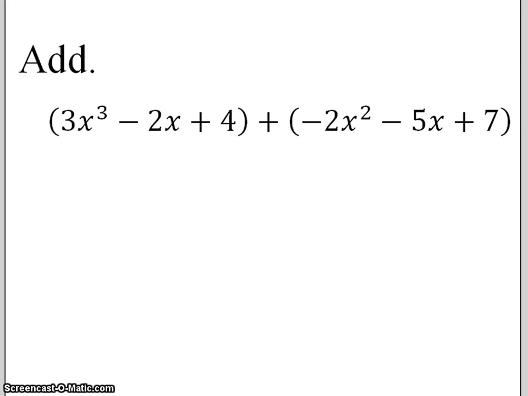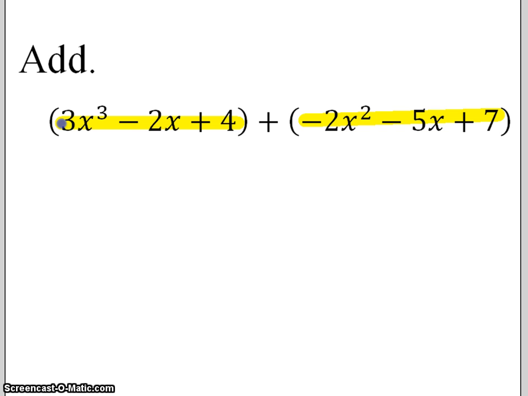Okay, students, in this video we're going to look at two examples where we add and subtract polynomials. So this is an example of adding polynomial expressions. The 3x cubed minus 2x plus 4 is one polynomial expression, and the negative 2x squared minus 5x plus 7 is another polynomial expression.